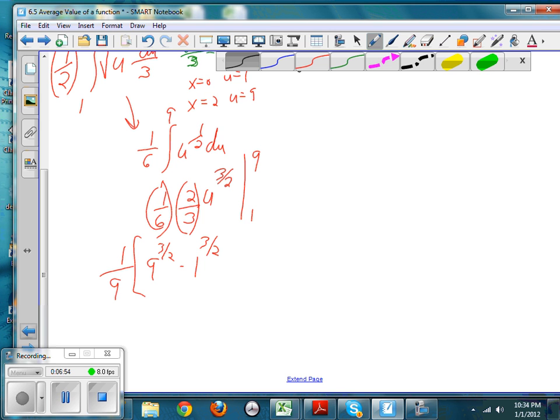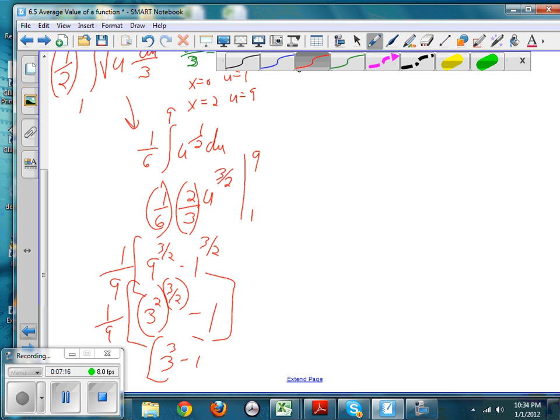Okay, what's 9 to the 3/2? Well, 9 is 3 squared to the 3/2 minus 1. I got a 1/9 out here. I don't know if they're going to let me extend it anymore. If I multiply 2 times 3/2, this is 3 to the 3rd power minus 1 over 9. That 3 to the 3rd power is 27. This looks like it's going to be 26/9.